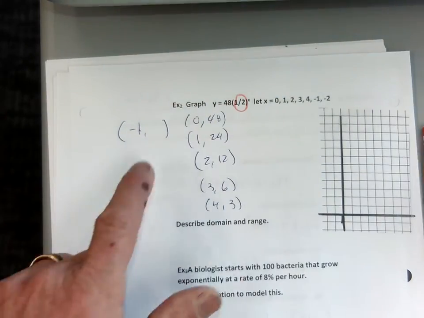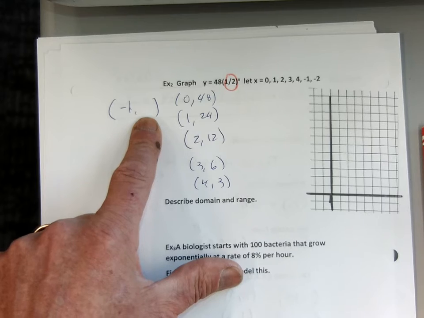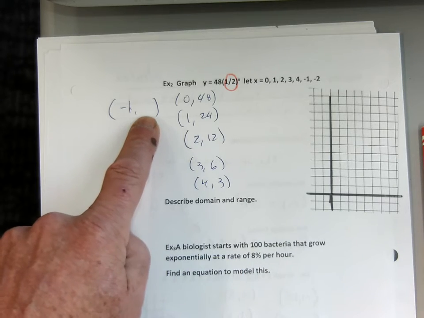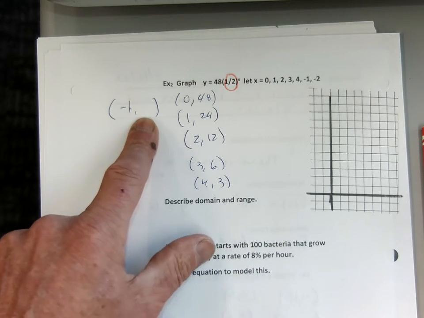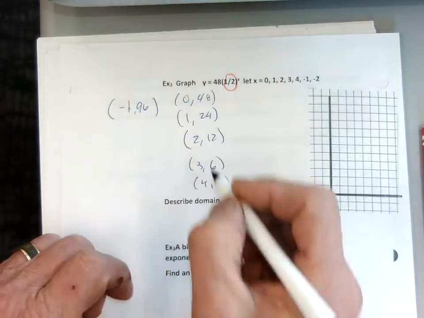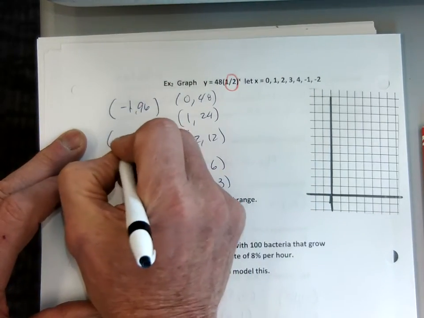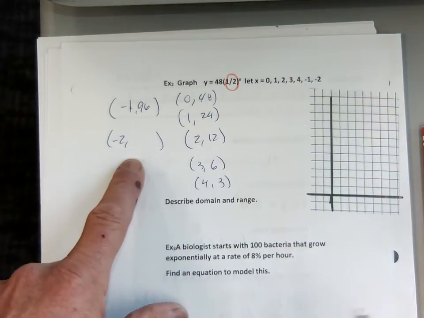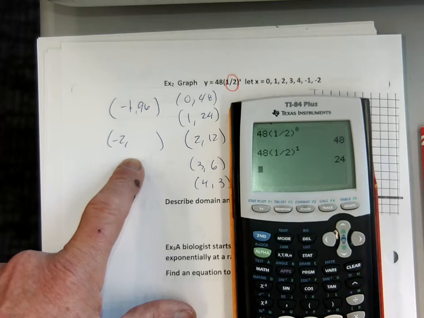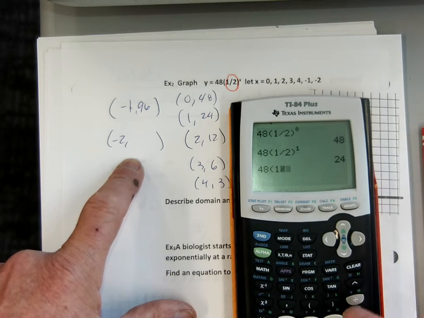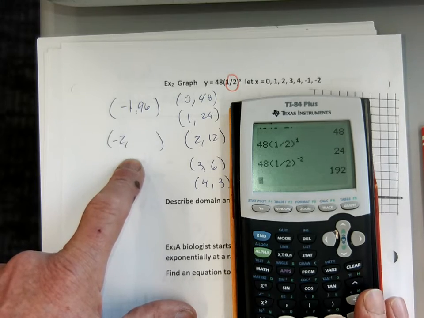Okay, so you want to guess what -1 would be? 96. Does that make sense? And then -2. You want to guess? Well, I mean, we could do it, right? 48 times 1/2 to the -2 power, and I get 192, okay?